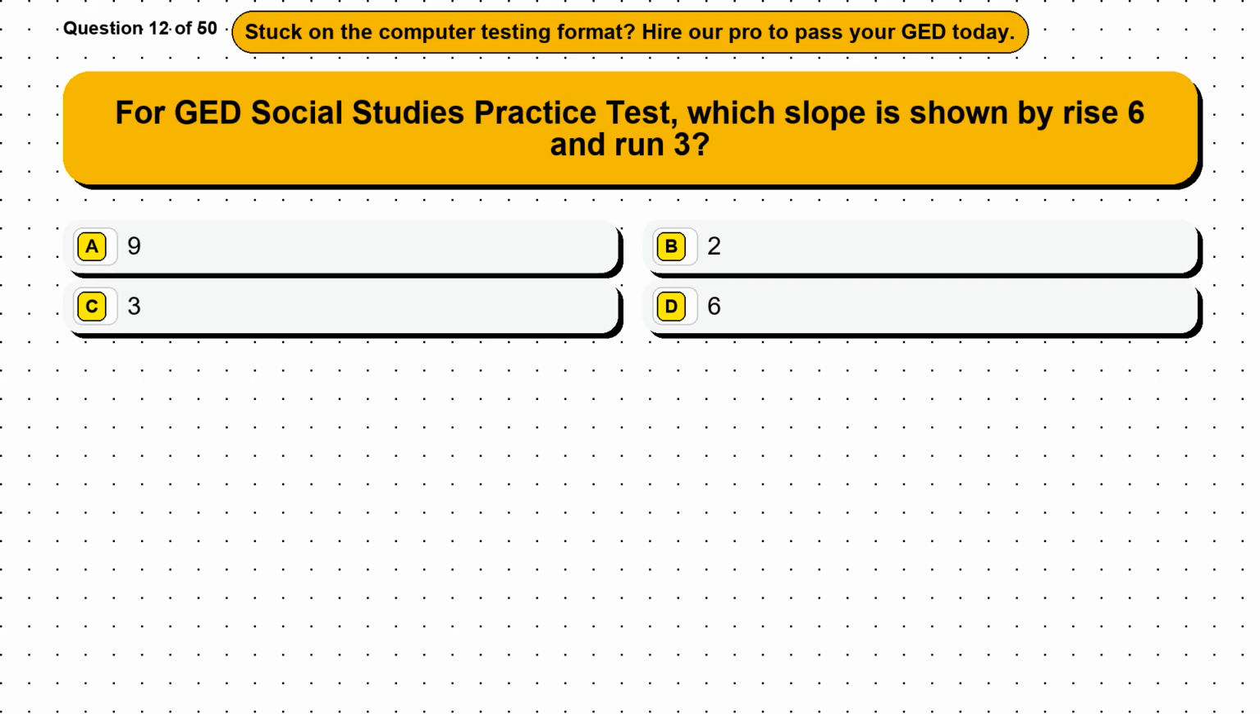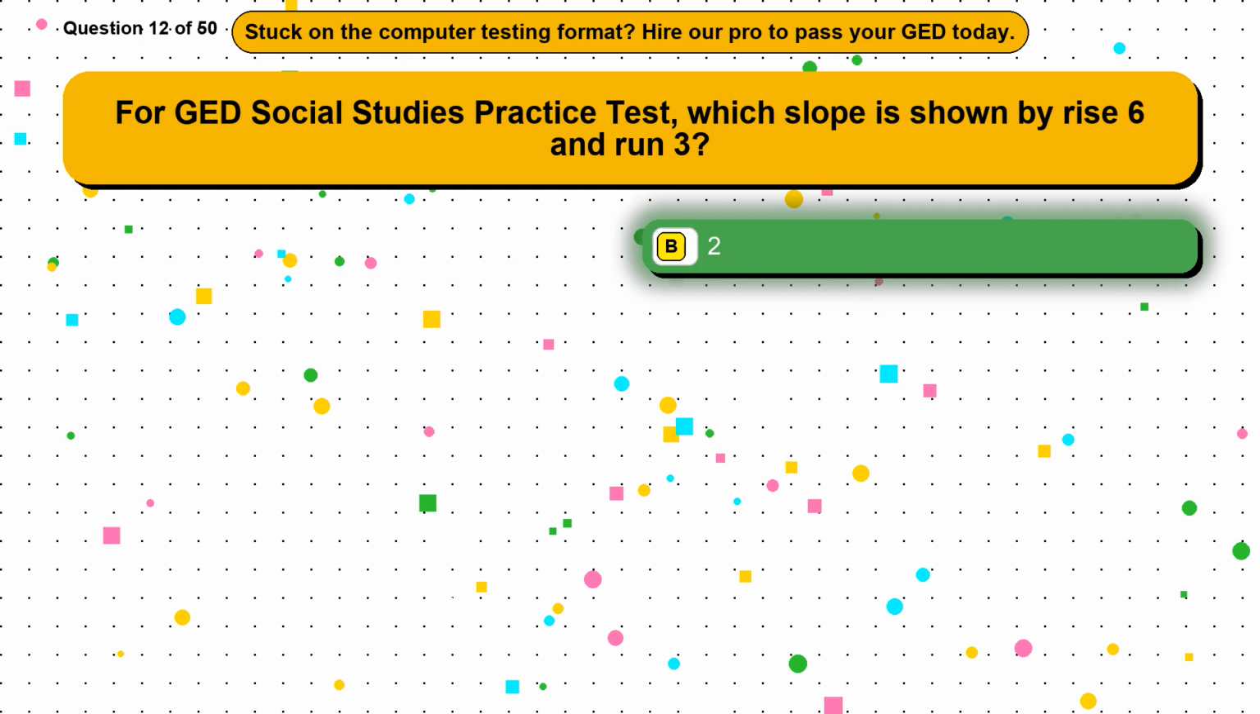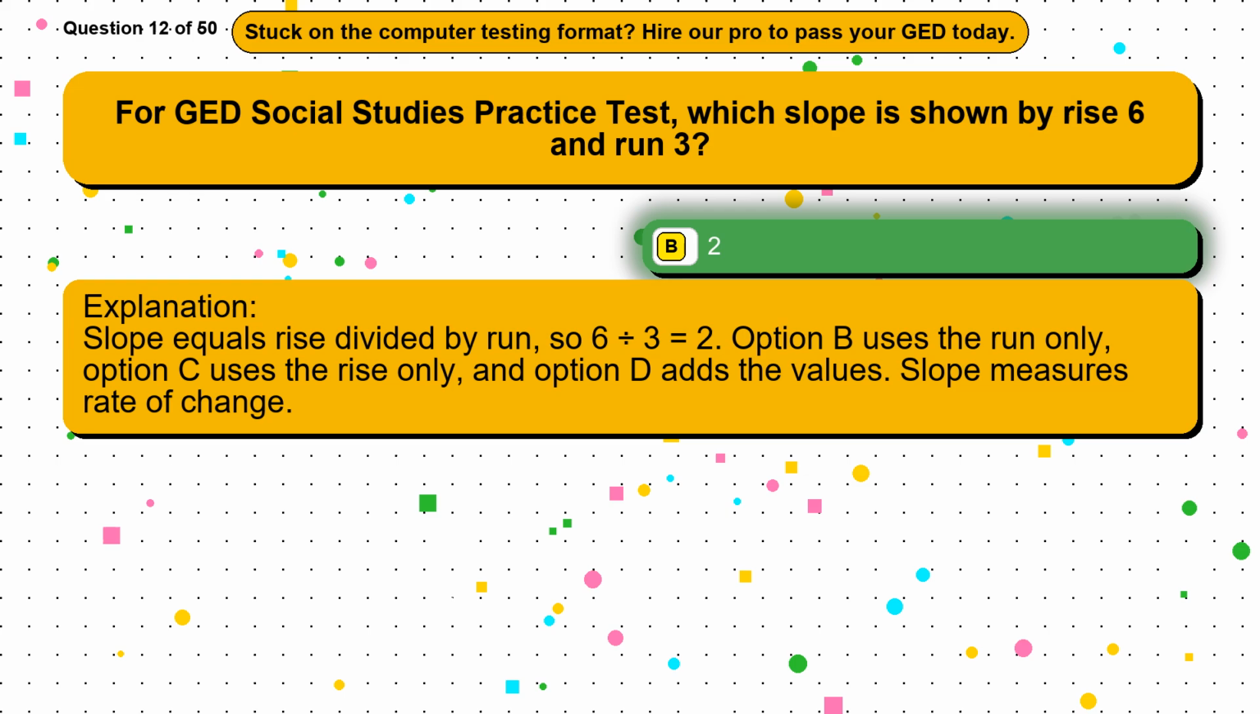Question 12. For GED Social Studies practice test, which slope is shown by rise 6 and run 3? Option A, 9. Option B, 2. Option C, 3. Option D, 6. The correct answer is option B, 2. Slope equals rise divided by run, so 6 divided by 3 equals 2. Option C uses the run only, option D uses the rise only, and option A adds the values. Slope measures rate of change.